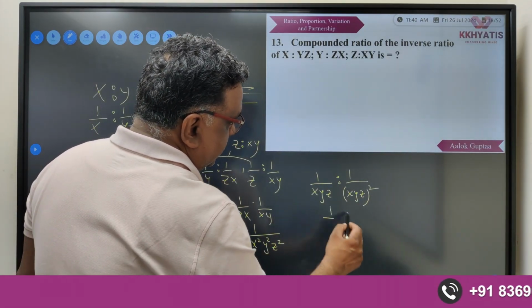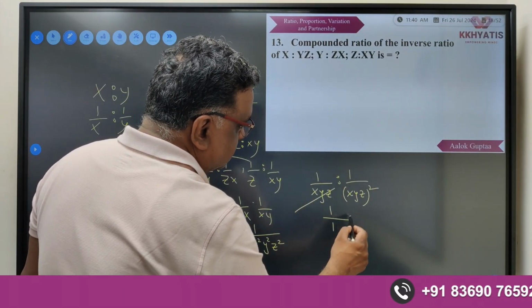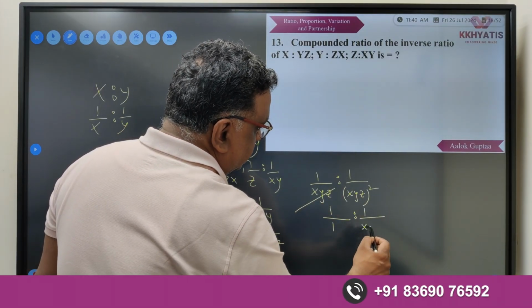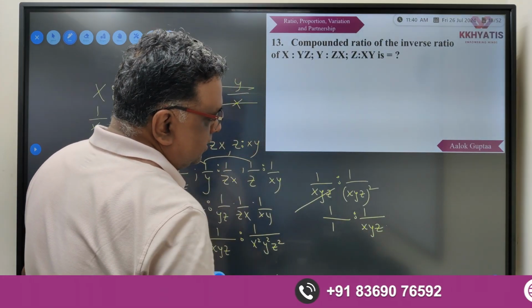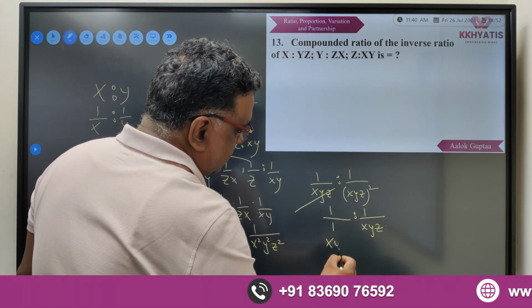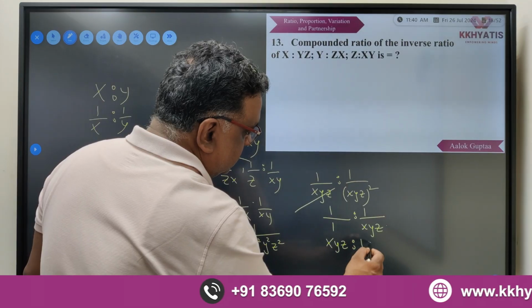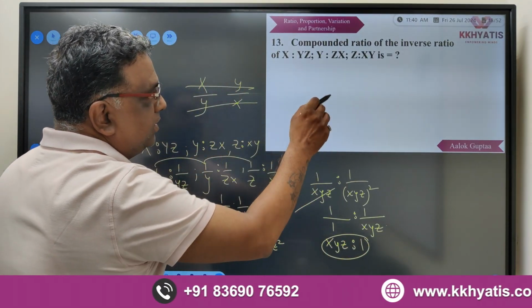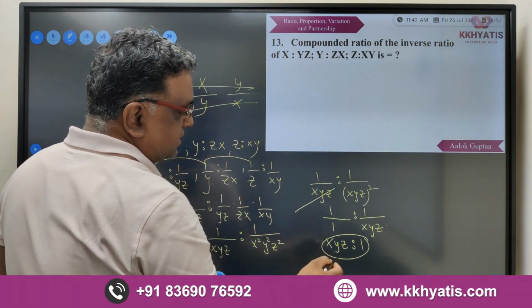So one xyz will get cancelled. So here it will be 1 upon xyz. If I cross multiply, it is xyz is to 1. So the compounded ratio of the inverse ratio of this is xyz is to 1.